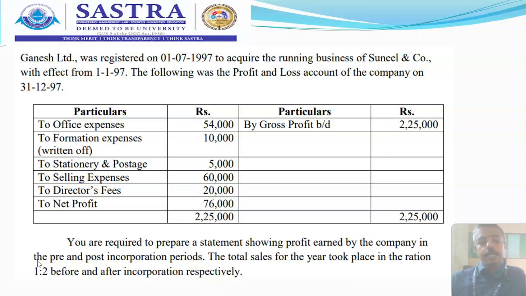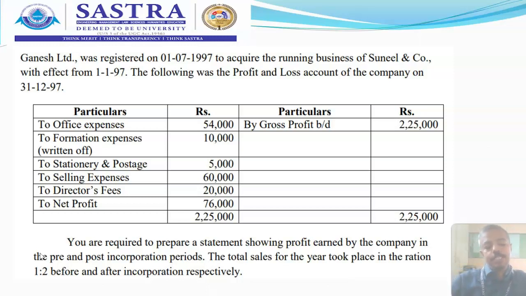Now we are required to prepare a statement showing profit earned by the company in the pre- and post-incorporation periods. The total sales for the year took place in the ratio of 1:2 before and after incorporation of the company, respectively. Now this is all about the brief explanation of the question. Now how to proceed.